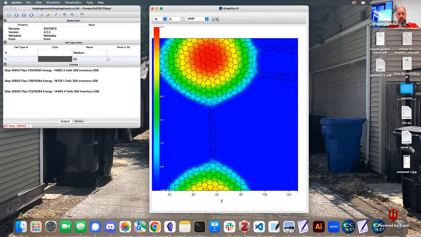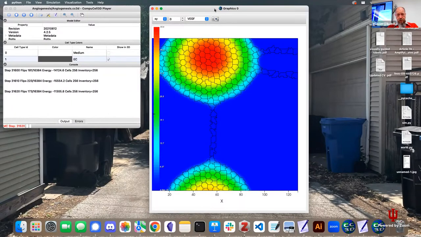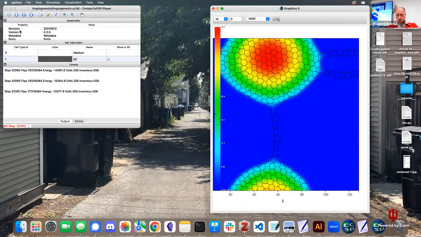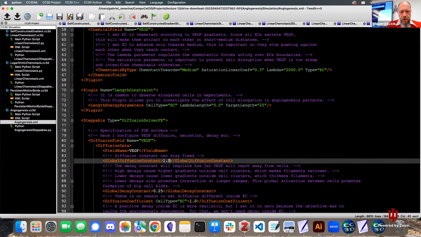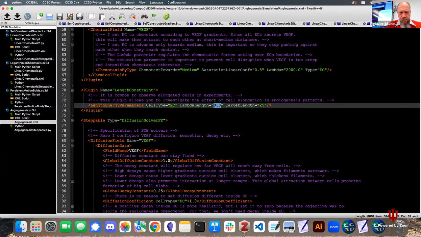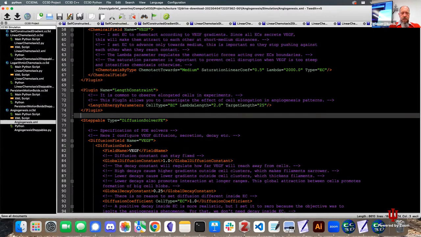The other thing that's sort of interesting, maybe Gabriel, since we're almost out of time, why don't we use your code to do that? Let's look at the code together. And let's go in and let's put the diffusion constant back to what it was. And then let's make the length constraint non-zero. So we make lambda length something like 2, I think. And so now the cells will be elongated rather than round. Let's see what that does.